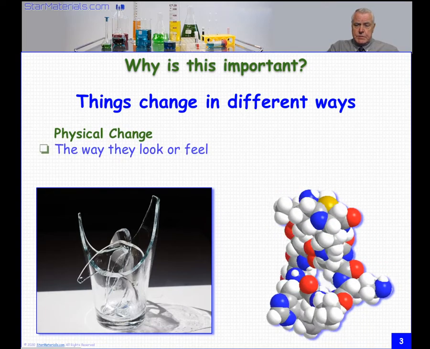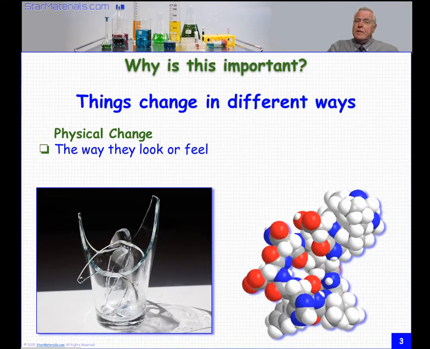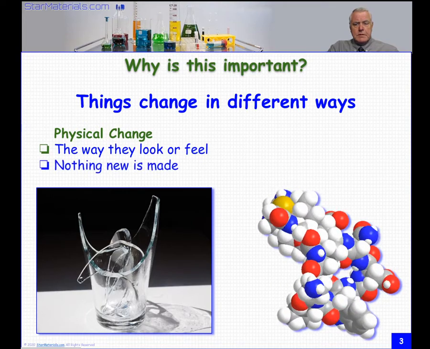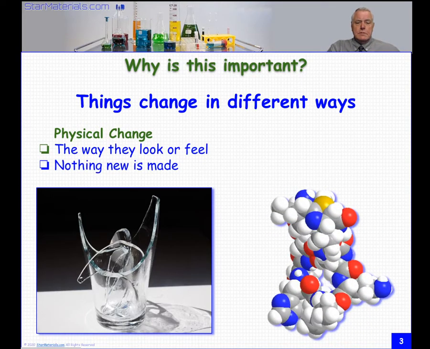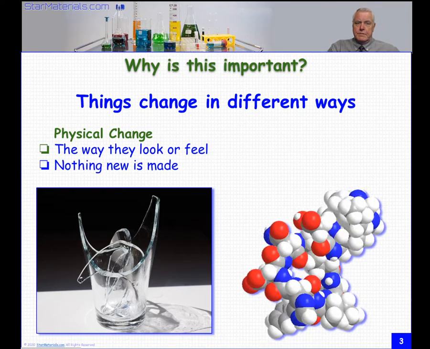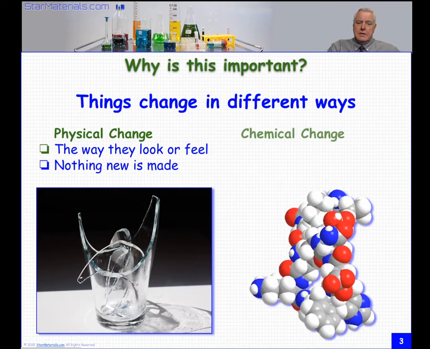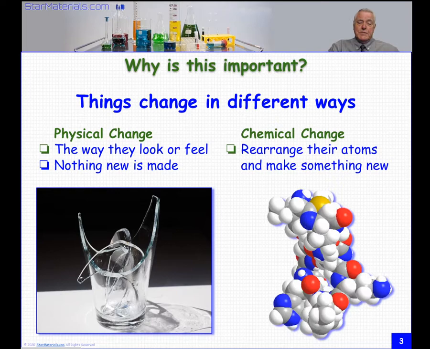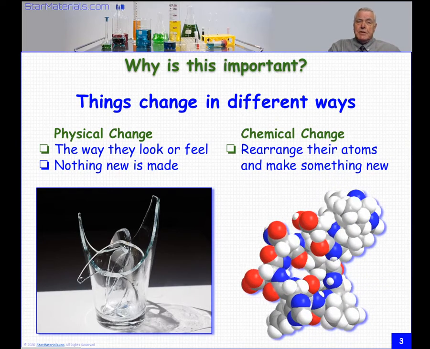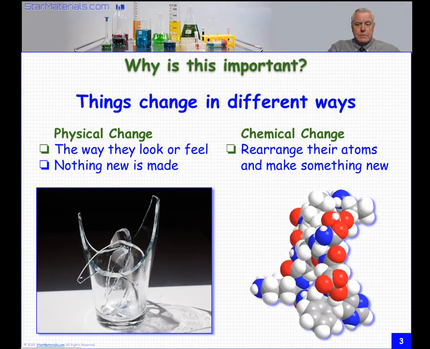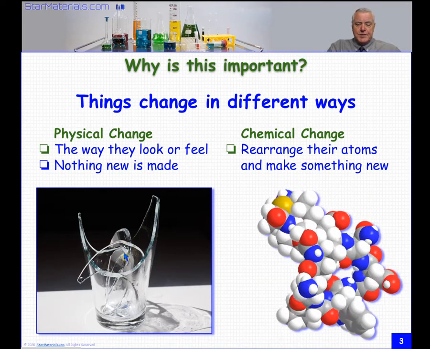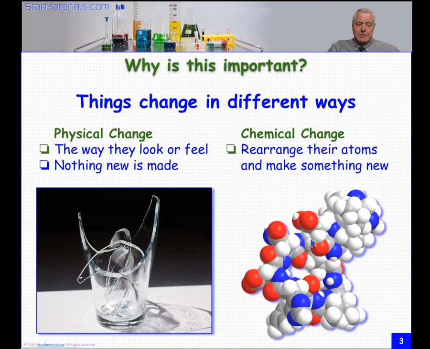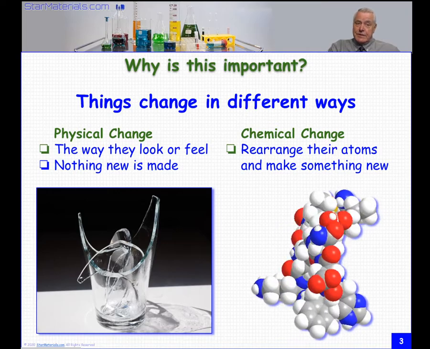In a physical change, things change the way they look or the way they feel, but it doesn't change the materials themselves. Nothing new is made. It might look different, but it isn't. Now, in a chemical change, they rearrange their atoms in a chemical reaction to make something new. See, when you break a glass, you still have glass. However, when you combine these atoms in different ways, you come up with different things.